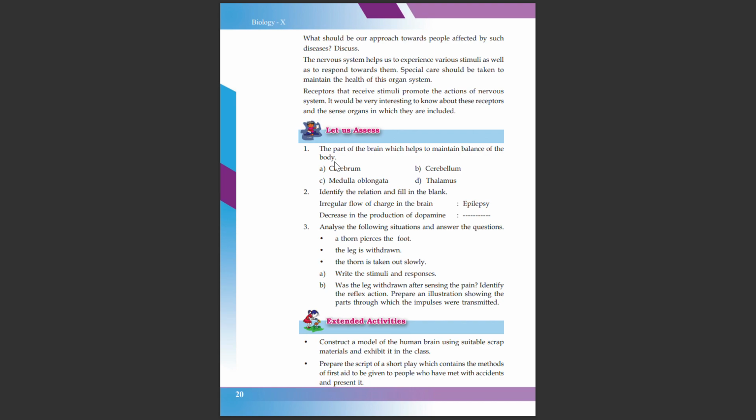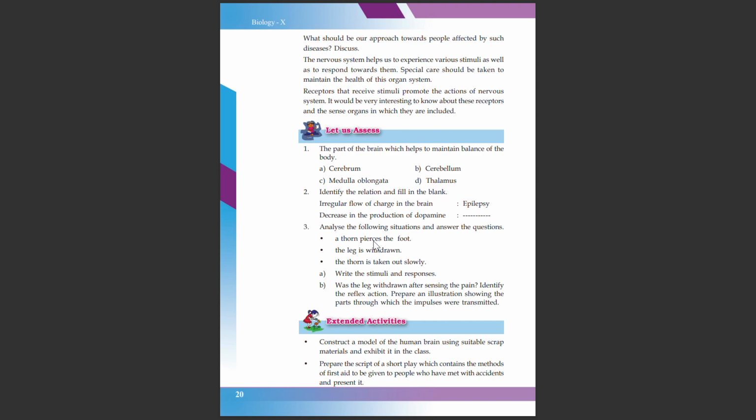The part of the brain which helps to maintain balance of the body. That would be medulla oblongata. Identify the relations and fill in the blank. Irregular flow of charge in the brain: epilepsy. Decrease in the production of dopamine: Parkinson's disease. Analyze the following situation and answer the question.